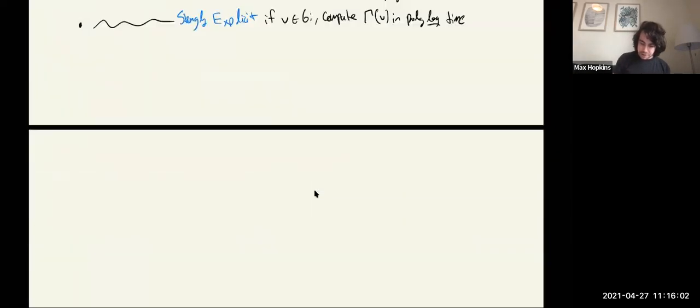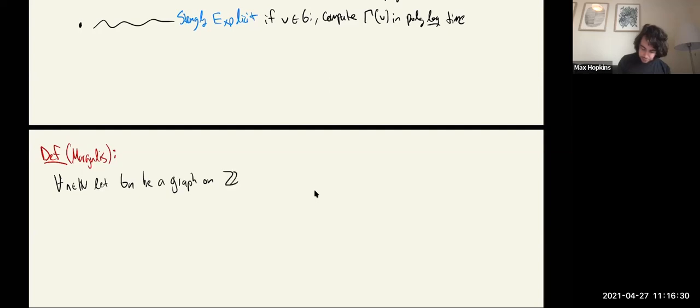So this is a construction originally due to Margulis. The analysis we're going to give of it is due to Gabber and Galil a little later on, but let's go through the definition first. So for all n in the natural numbers, let Gn be a graph on the following group, the Cartesian product of Zn cross Zn.